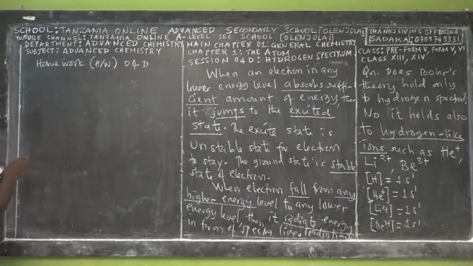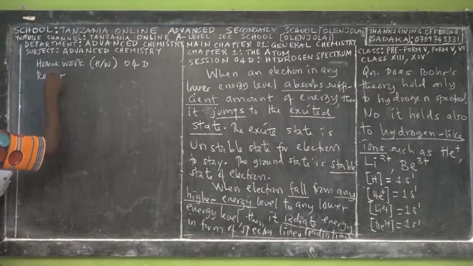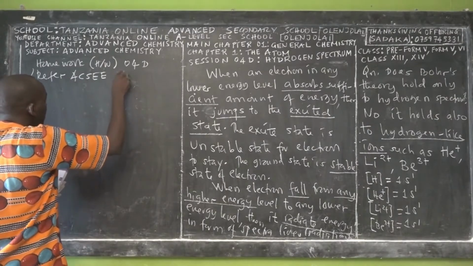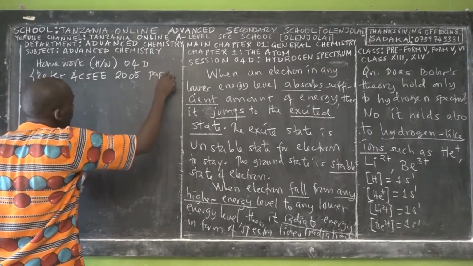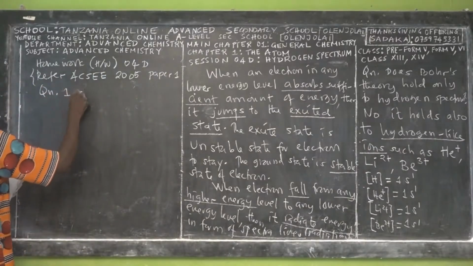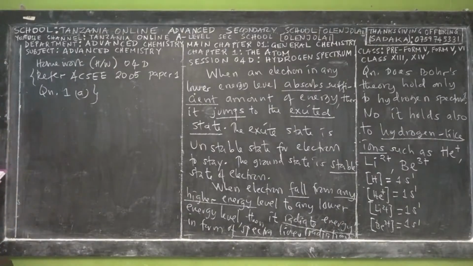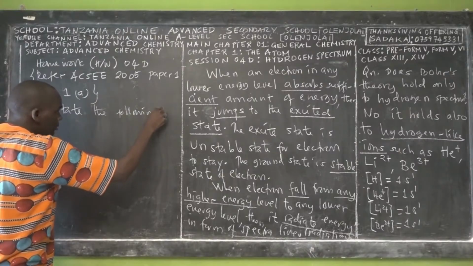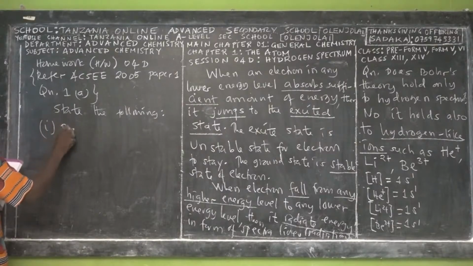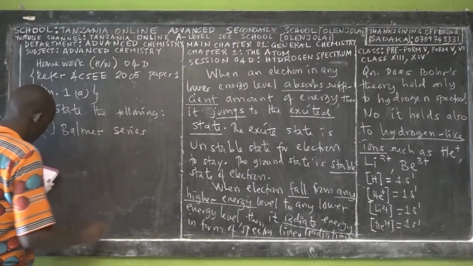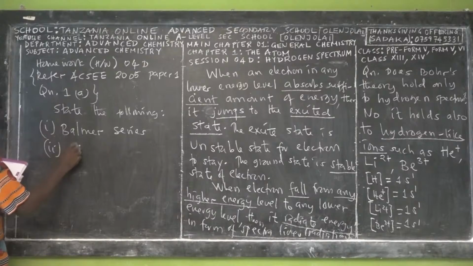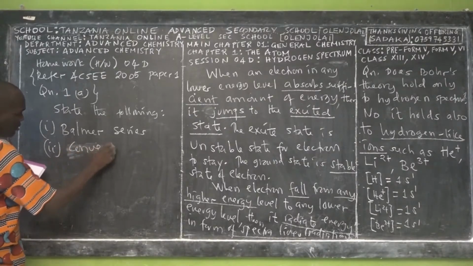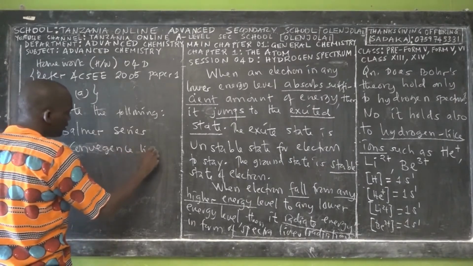So this is homework, and you have just one question. It is from the Advanced Certificate Secondary Education Examination, paper 1, 2005, question 1A. State the following. Roman 1, Balmer series. What is Balmer series? And Roman 2, Paschen series. No, convergence limit, excuse me. Convergence limit.